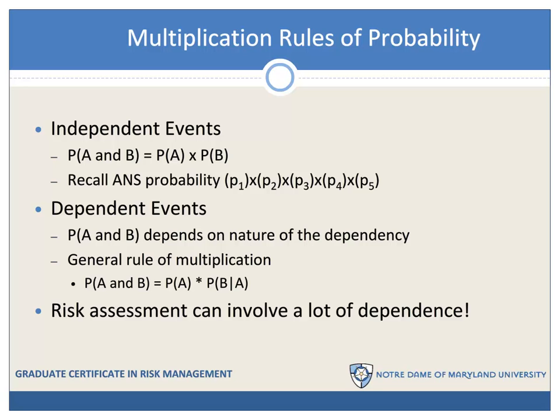You have to know. So the probability of A and B, when A and B are independent events, is just the product of the probability of A times the probability of B. Recall that aquatic nuisance species probability that we looked at. There we had 5 events, a sequence of 5 events that was necessary in order for an aquatic nuisance species to become established. There had to be a pathway. The nuisance species had to arrive at the pathway. It had to survive passage through the pathway. It had to colonize on the other side, and then it had to spread from its colony.